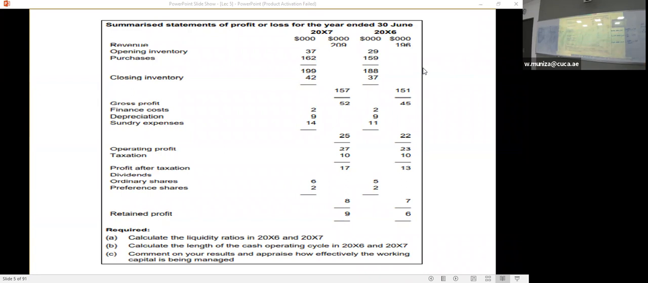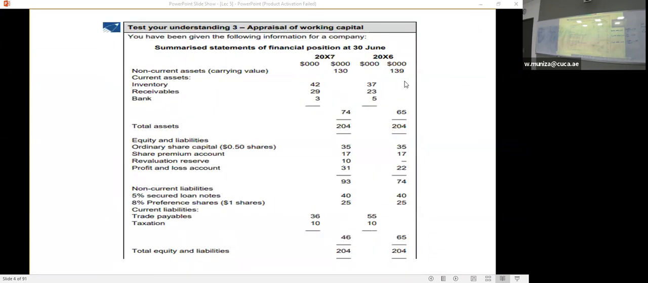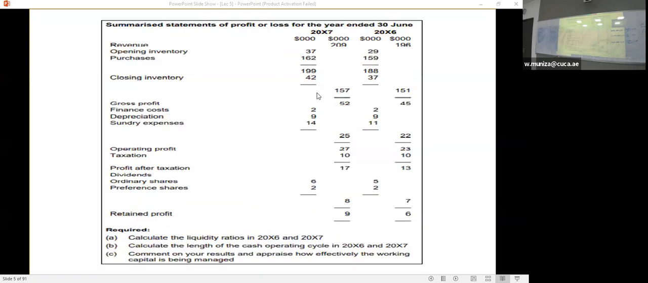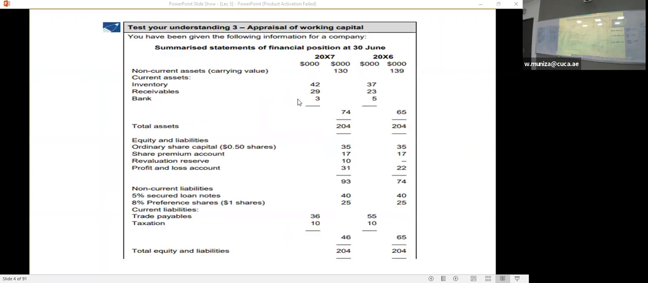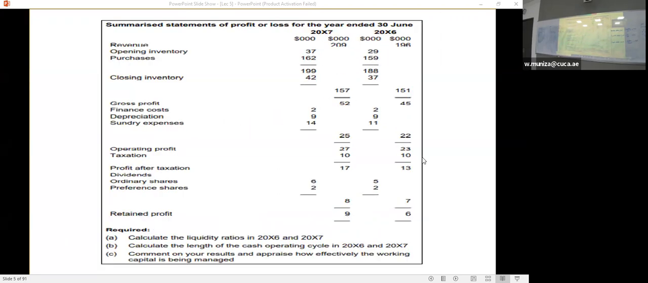For 2007, how much are the receivables? 29, is it? 29. And what are the sales for 2007? 209. So 29 divided by 209 multiplied by 365. For 2006, how much are the receivables? 23. And revenue for 2006 is 196, multiplied by 365. So how much is it? 43 days?